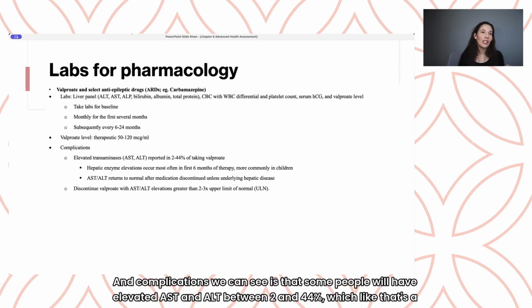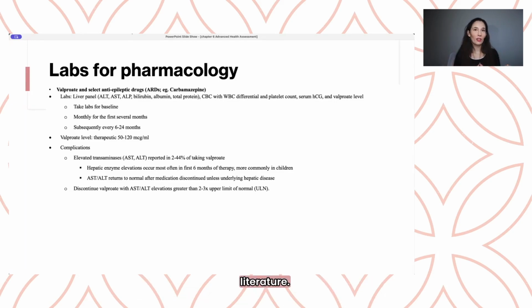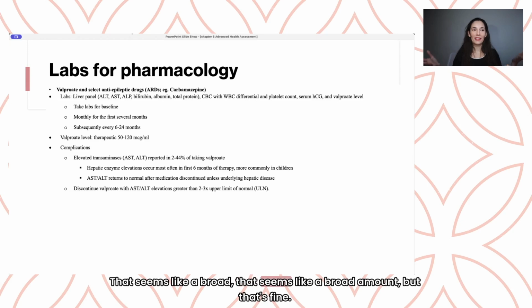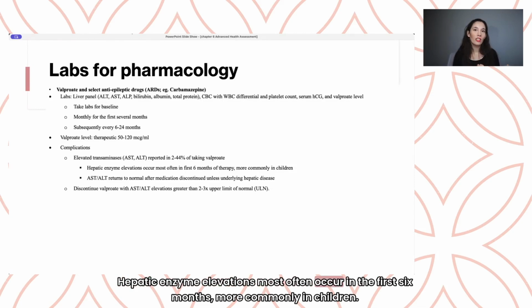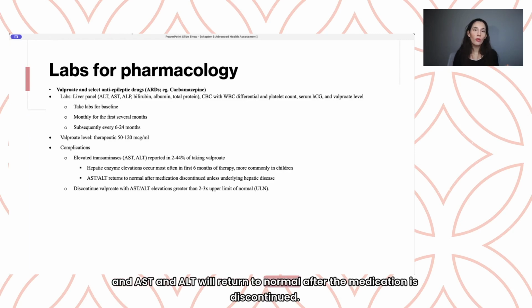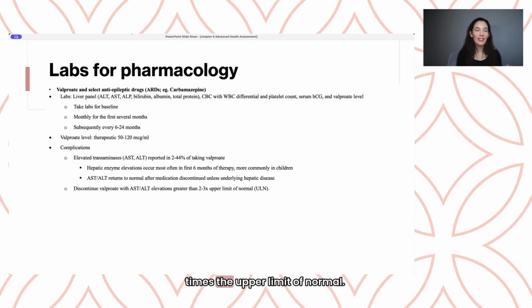And complications we can see is that some people will have elevated AST and ALT between 2 and 44%, which is a huge range. When I was putting these slides together, that was the range that was given in the literature. That seems like a broad amount, but that's fine. Hepatic enzyme elevations most often occur in the first 6 months, more commonly in children, and AST and ALT will return to normal after the medication is discontinued. And we want to discontinue Depakote when the elevation is greater than 2 to 3 times the upper limit of normal.